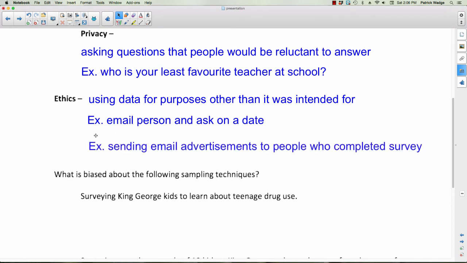Another example would be sending email advertisements to people who complete the survey. So you get 100 people to fill in your survey, and then you're like, hey, you know what? I'm starting that business. Maybe if I just send all those people an advertisement for my business, that could really help my business take off. That's not right. You're not supposed to do that. That wasn't the original purpose of the data you collected.